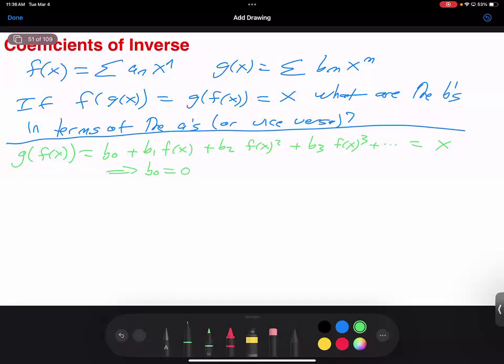Similarly, what could you tell me about a0? Why? By symmetry. And a0 equals 0, looking at f of g of x equals x. This is just going to hopefully help me simplify things a little bit.